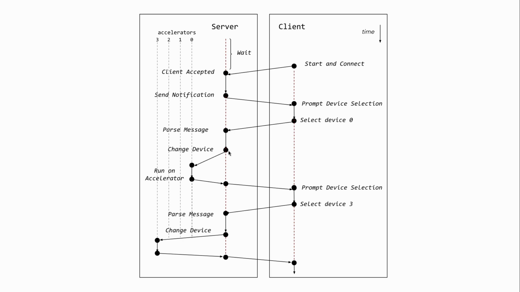Then the server will change device and run it on the selected one. In this case, it's 0. Let's say that this part here, 3210, is the number of accelerators. 0 could be a GPU, 1 could be an integrated GPU, 2 could be the CPU, and so on and so forth. You get the idea. And then the server will wait until the application on the accelerator finishes and sends a new notification back to the client to prompt with a new device. This process repeats until the client disconnects. So with that, let's take a quick look at the source code, and then we'll jump into the execution.